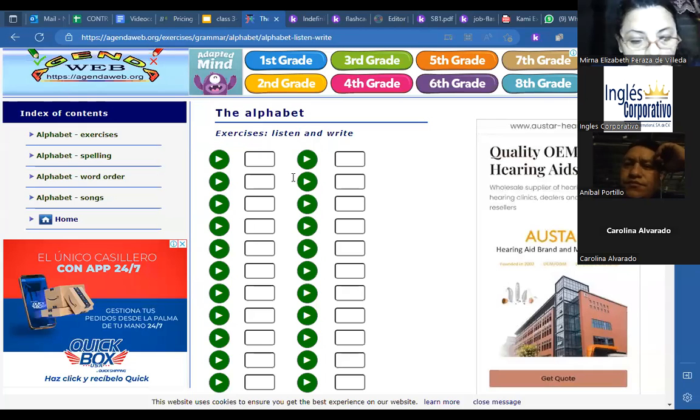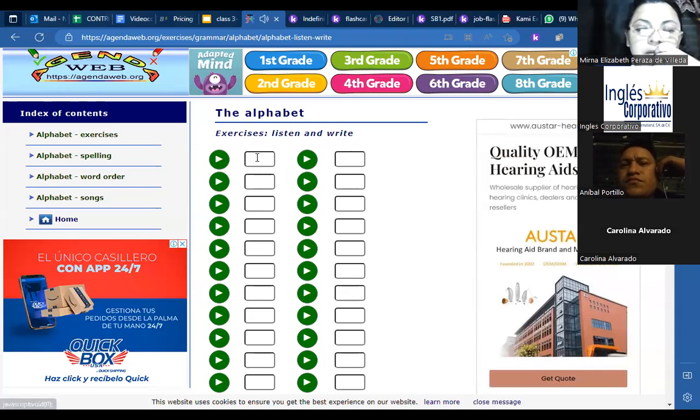Here we go. Este es el primer ejercicio. The alphabet. What do we have to do? Exercises, listen and write. Este es el ejercicio. Listen and write. You click here. A. And you type A. That's what you have to do. You click on the audio and then type the letter.